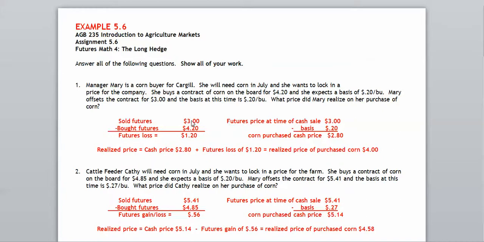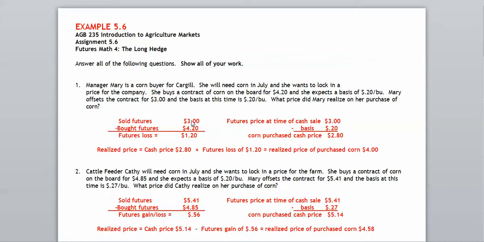Hi, today we're going to go ahead and take a look at example 5.6, the long hedge. Okay, hopefully you've been following along in previous videos and you've learned how to do the short hedge, an example where we're selling a futures contract and protecting ourselves against a price decrease. Today we're going to look at a long hedge.